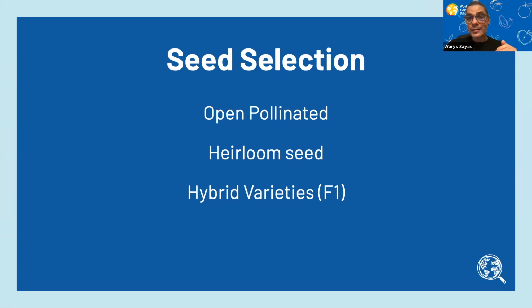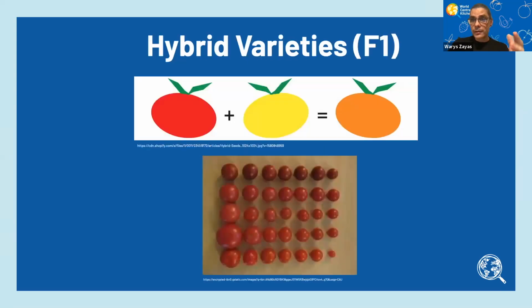Other seeds you can find in the market are the hybrid varieties, commonly named F1 varieties. So what is a hybrid seed? A hybrid seed is when you take two parent varieties that have some specific traits that you want to maximize and combine to produce a variety with your desired traits, right? Let's put it this way.